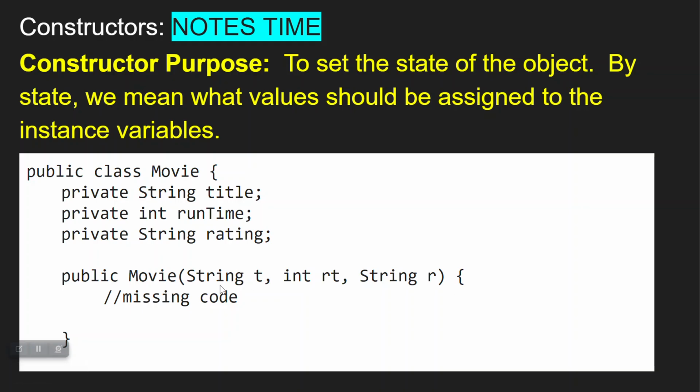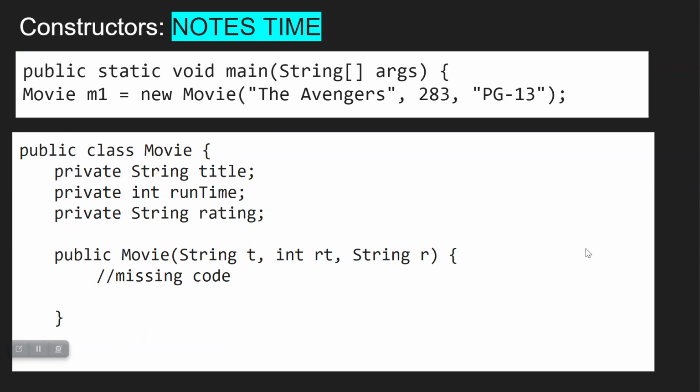Down here, we are passing in 3 arguments to become these parameters, and the parameters are what will end up becoming the values for our instance variables. So let's look at what this would look like. Here we are in our main method, and we have created an object of the movie class, Movie m1 equals new Movie, The Avengers, 283, PG-13. Let's look under the hood and see what is actually happening here.